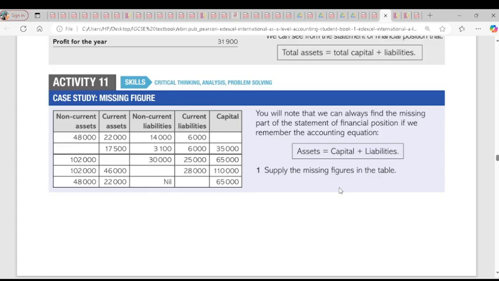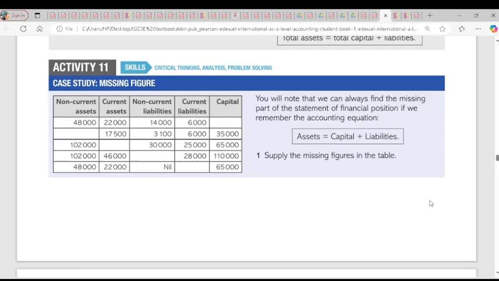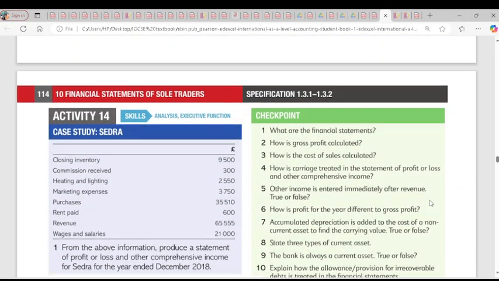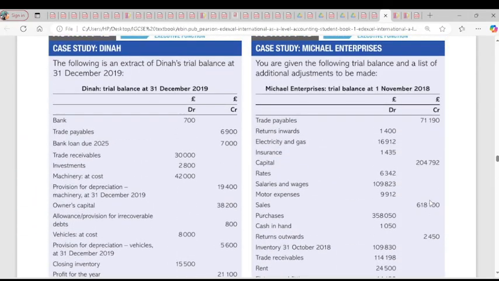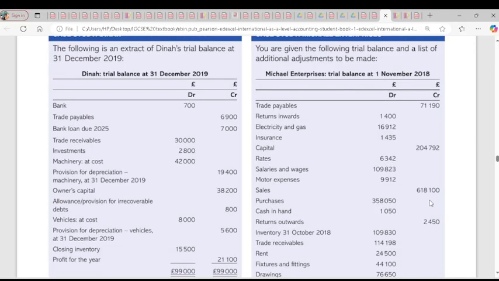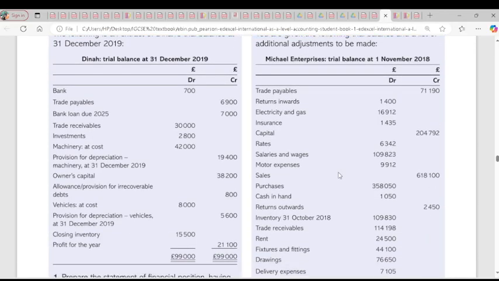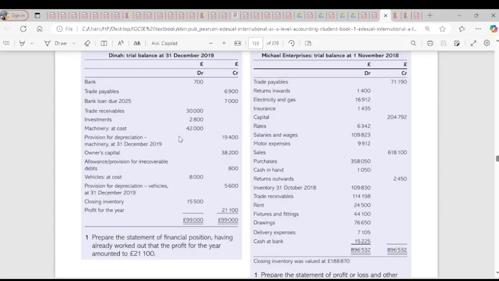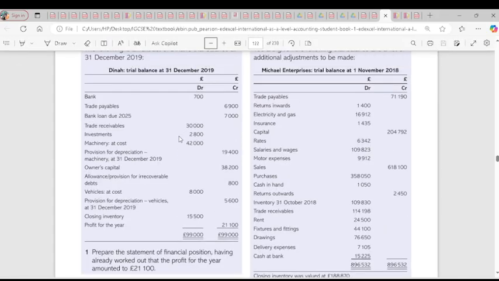Yes? I don't understand. I'm just reading. So we have activity 12. Are you there? Are you there, please? Yes, the following is an extract.